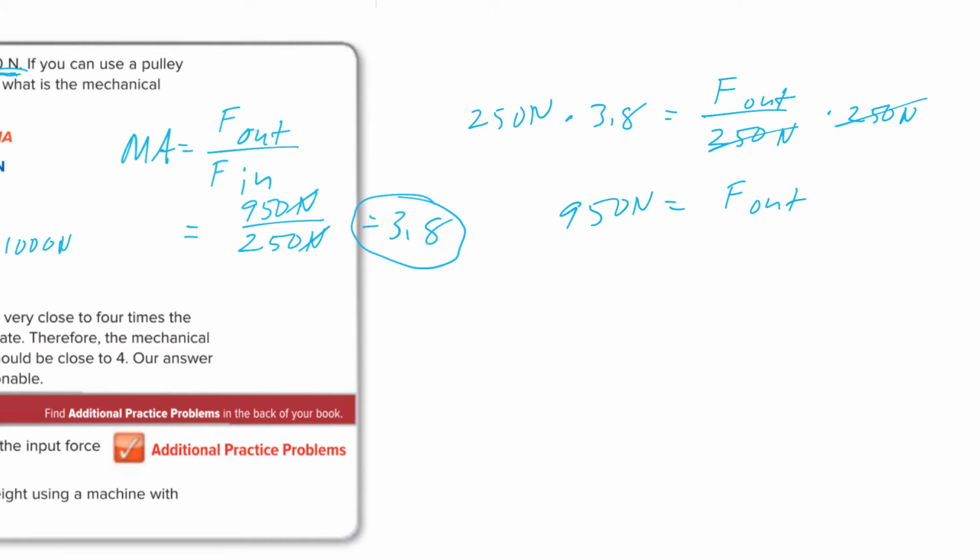And the same sort of thing if they told you the weight of the box and the mechanical advantage. So if they gave you force out as the weight of the box is 950, and they gave you 3.8 for the mechanical advantage. It's the same sort of thing. So you say 3.8 equals 950 divided by the force in.